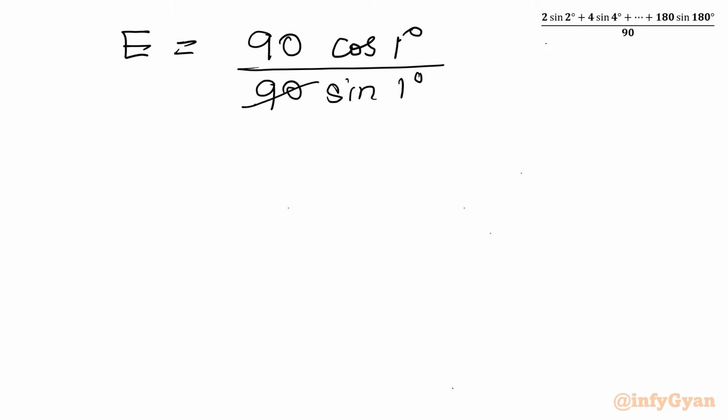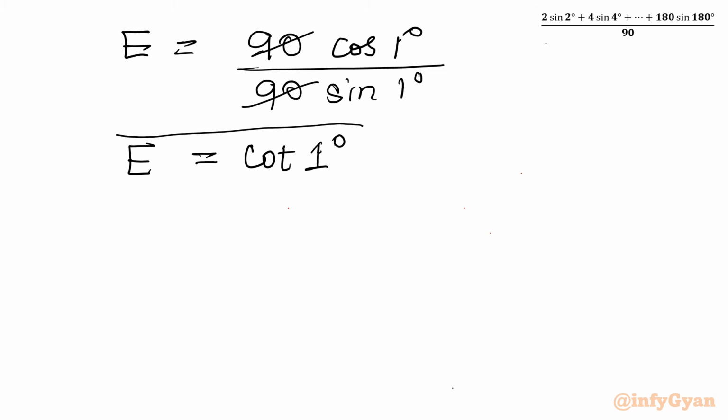Now we can cancel 90 with 90. So the expression will come out, cos over sin is cot, so I will write here cot 1 degree. So the average of all the numbers, starting from 2 sin 2 up to 180 sin 180, its value is cot 1 degree.